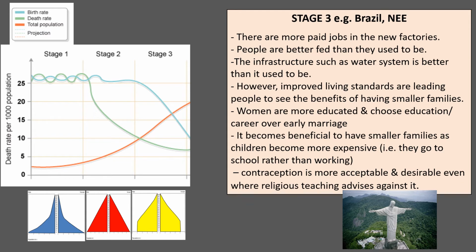Birth rate is still higher than death rate, especially in countries with lots of people of childbearing age. But as birth rate falls, the rate of population growth decreases.